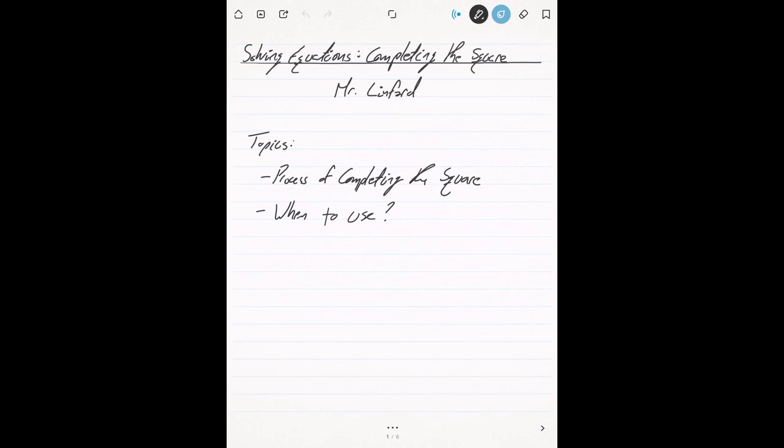In today's discussion, we're going to be exploring the process of completing the square. We're going to talk about what completing the square is and how it's performed, but first we should go through and understand why it's being used and when to go ahead and use it.